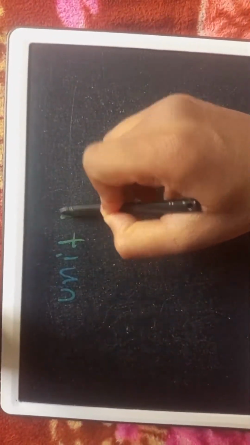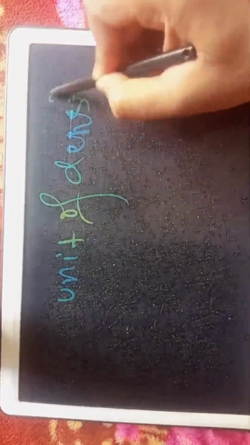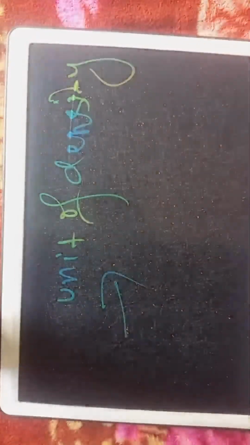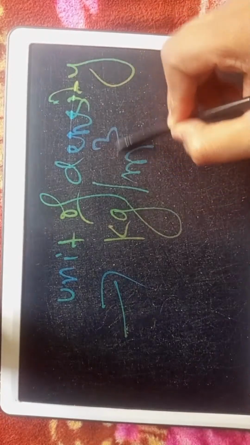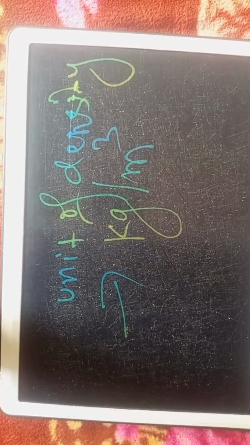And what is the unit of density? Density is mass by volume. Unit of density is kg per meter cube. Always write density in cubic form. Unit of density is kg per meter cube.